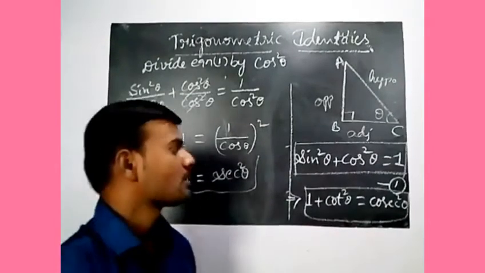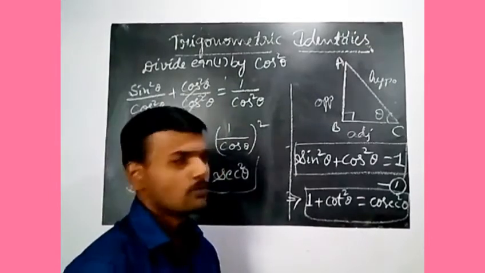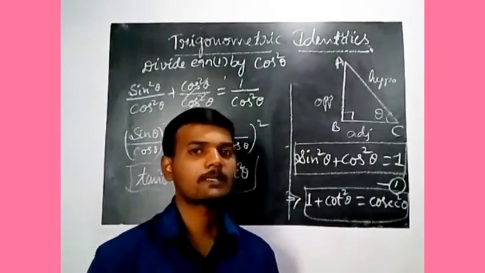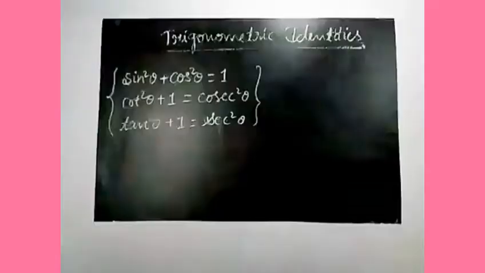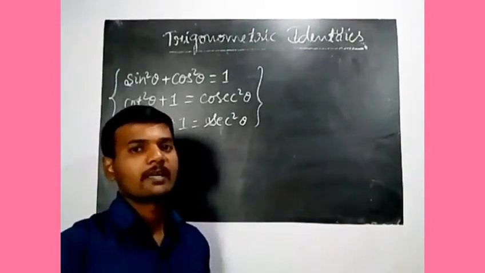Sin square theta plus cos square theta is equal to 1. Then 1 plus cot square theta is equal to cosecant square theta. Okay. So these are the main fundamental trigonometric identities.